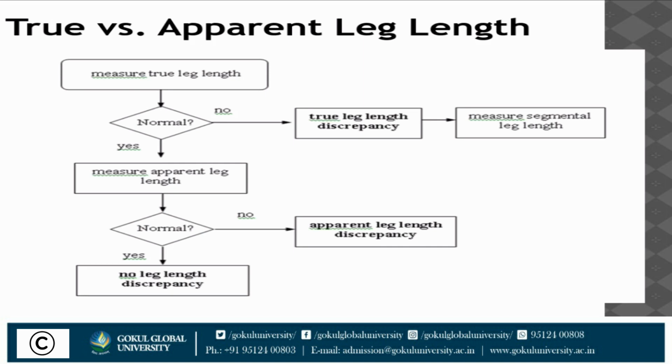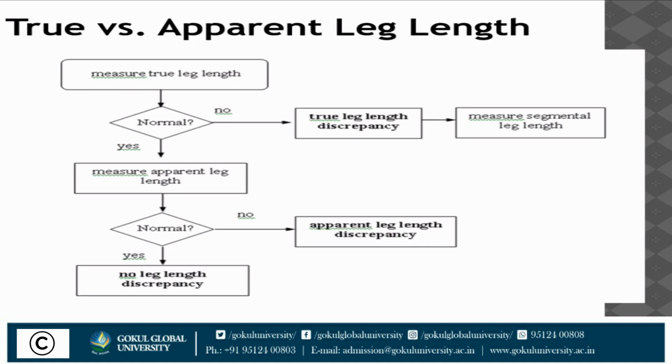So if patient has a true leg length difference between both the legs, then true leg length discrepancy is present. Okay, so that means that we have to measure a segmental leg length to see whether pelvis part is abnormal or femur part is abnormal or tibial part is abnormal.